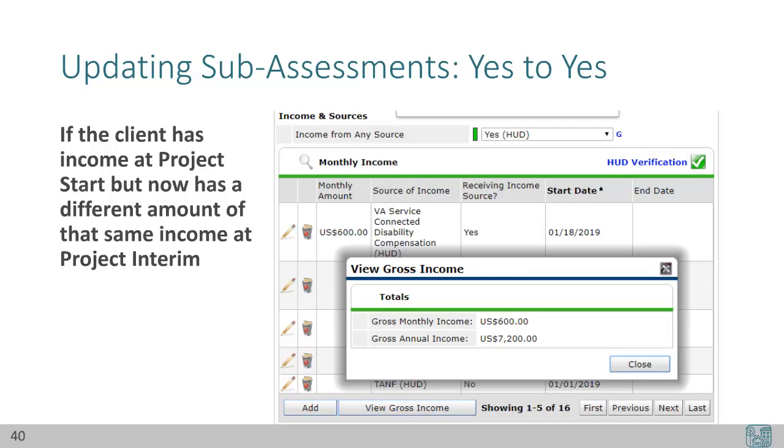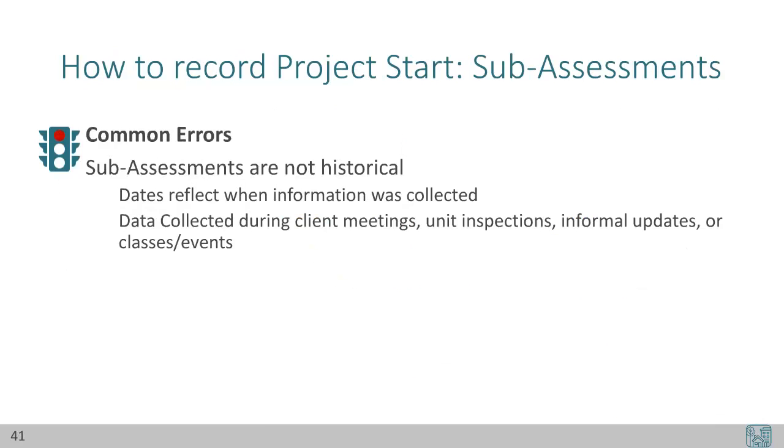We also know that our dates for our income responses do not overlap because when we select View Gross Income, our monthly income is accurate at $600. This is why we ended the previous response the day before our current backdate. No overlaps, just new totals. Errors are common in this area, and please don't hesitate to ask for help. Here are a few of the most common errors to avoid.